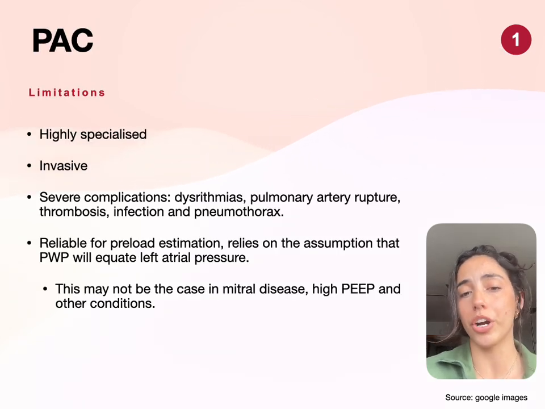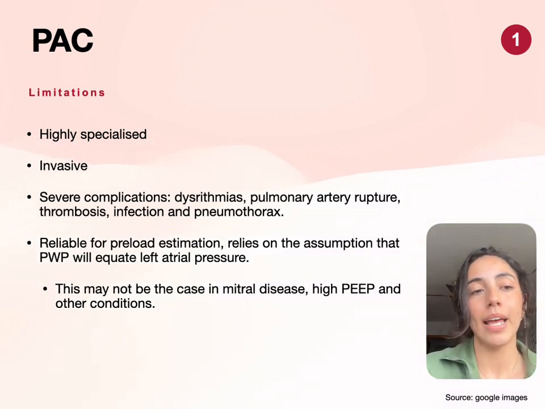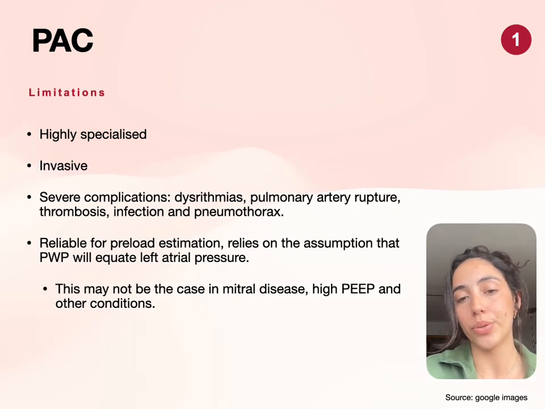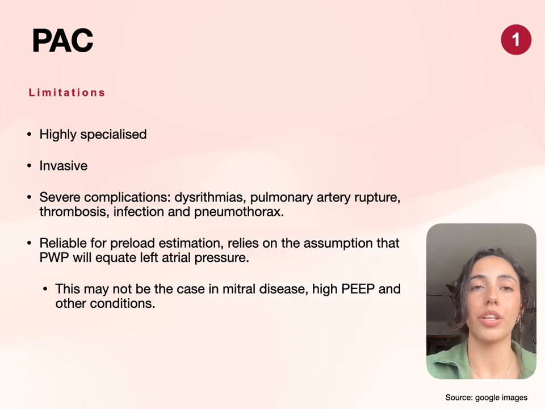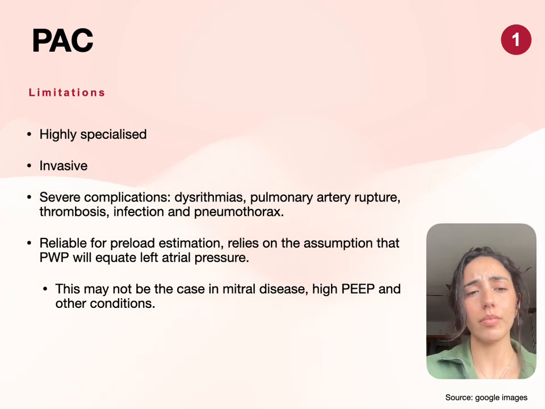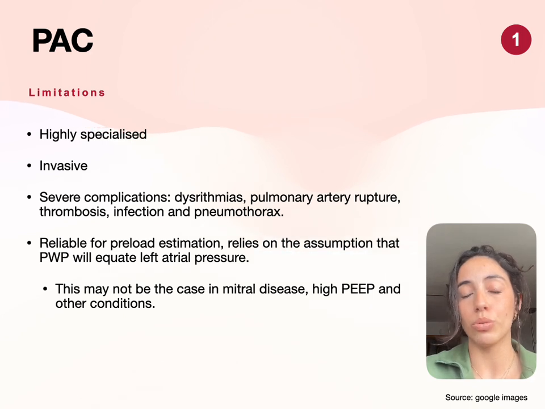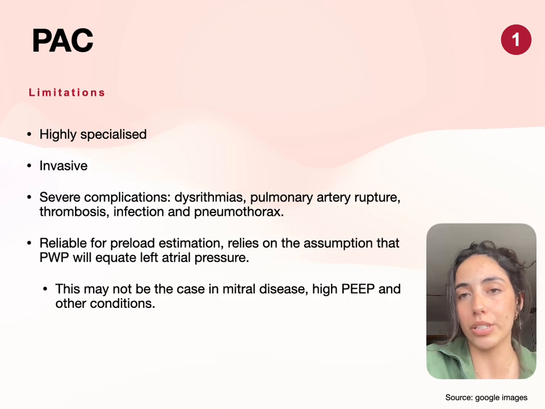In terms of pulmonary artery catheters, the limitations, as I've mentioned, are that it requires highly specialized care and training. It's very invasive, and it has been associated with very severe complications such as dysrhythmias, pulmonary artery rupture, thrombosis, as well as pneumothorax. And in terms of the reliability of the preload estimation, it assumes that the pulmonary wedge pressure is going to be equal to the right heart pressure, and of course, this may not be the case in mitral disease or different conditions.